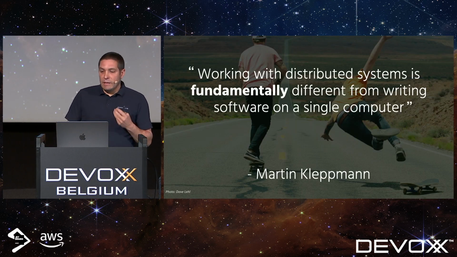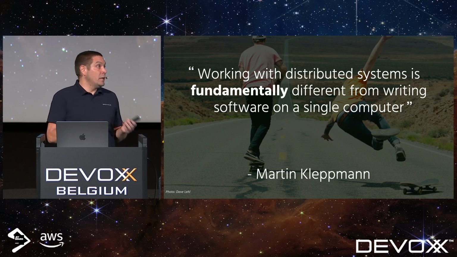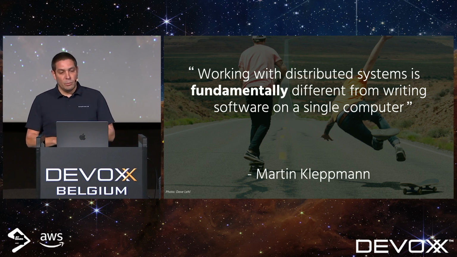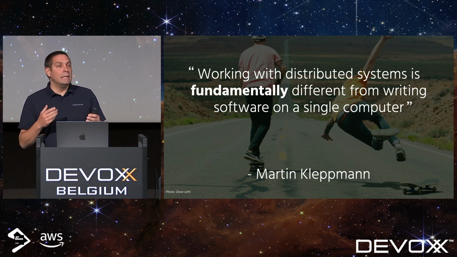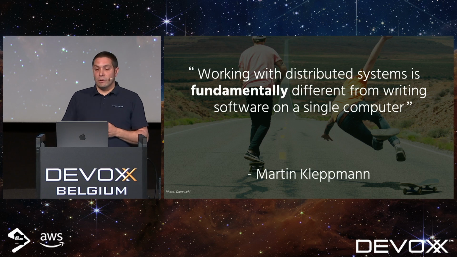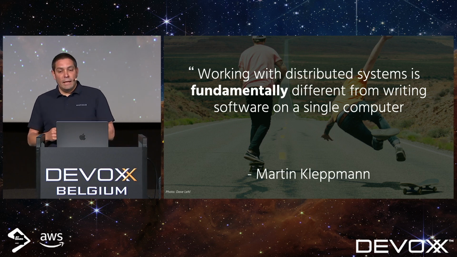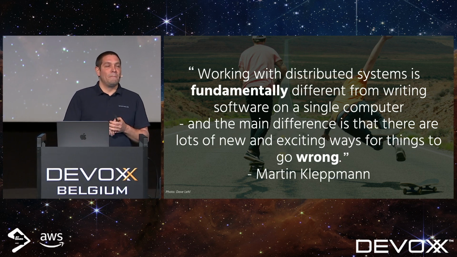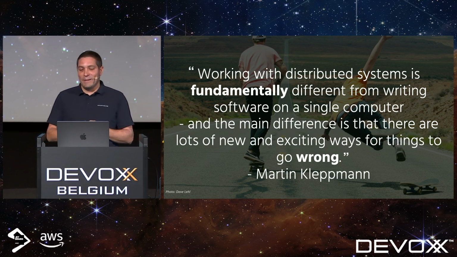And as Martin Kleppmann says, he's the author of Designing Data-Intensive Applications, which is an awesome book if you want to learn more. He said it's fundamentally different from writing software that runs on a single computer. And the main difference is that there's new and exciting ways for things to go wrong. So we're going to look at those exciting ways, right?